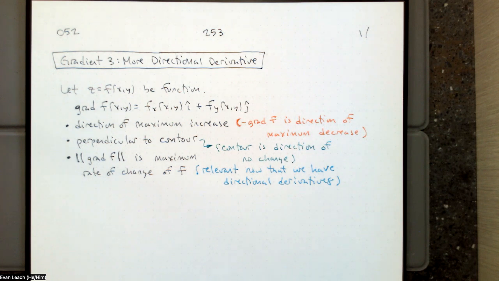Then we figured that we could make a directional derivative by looking at the dot product of the gradient and a unit vector. Now the magnitude of the gradient will be the maximum rate of change of the function. So the gradient itself has magnitude and direction. The magnitude is telling us the maximum rate of change. The direction is telling us which way that magnitude goes. If we just look at the magnitude of the gradient, that will tell us the maximum rate of change of f.